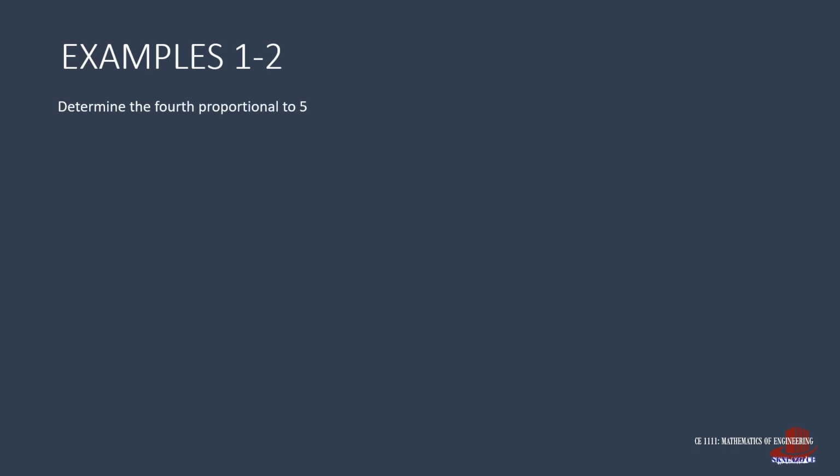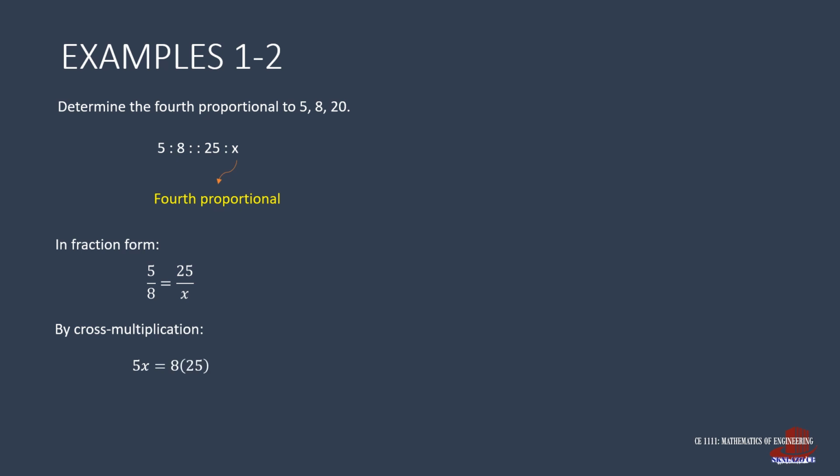The first example requires the fourth proportional to 5, 8, and 25. Recall that each element in a proportion is counted as a proportional. 5 is the first proportional, 8 is the second, 25 is the third proportional, and we are to determine the fourth proportional. This is easier solved using fraction form, which makes 5 over 8 equal to 25 over x. So by cross multiplication, we get 5x equal to 8 times 25. Divide both sides by 5 to get x, the fourth proportional, as 40.